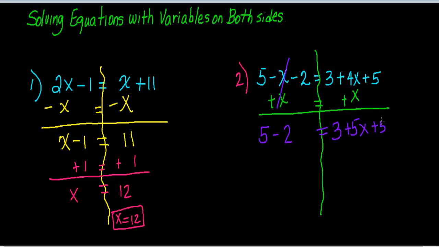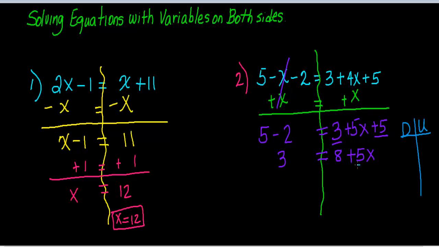Now, I still can't solve this equation because I still have terms that I need to combine together. So notice 5 minus 2 makes 3 equals, and I have this 3 plus this 5, which I can make 8 plus 5x. So I combined like terms, and now I can solve this equation. And notice this is a two-step equation. And you know what we do for that? We do our little table, our do-undo table. And let's see what happens.